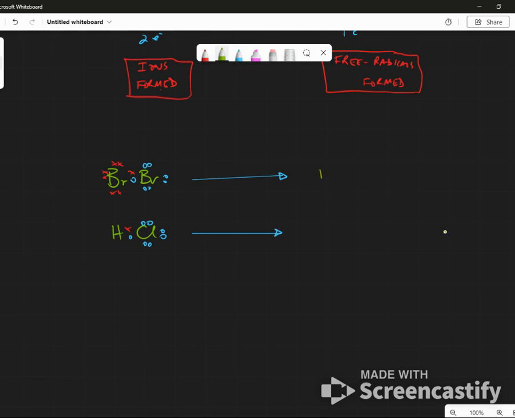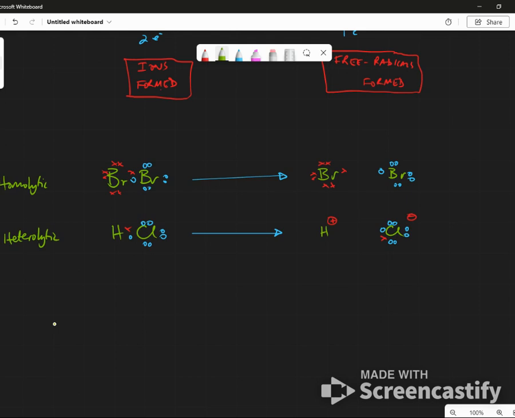So the bromine here, I'm going to get 2 bromines, and here I'm going to get an H, and I'm going to get a Cl, and this gets its electrons, and this gets its electrons. The chlorine gets its electrons here, and the hydrogen loses its electron, so we get a plus there, and we get a minus there. So far so good with these 2 diagrams? The top one is going to be homolytic, and the bottom one is going to be heterolytic.